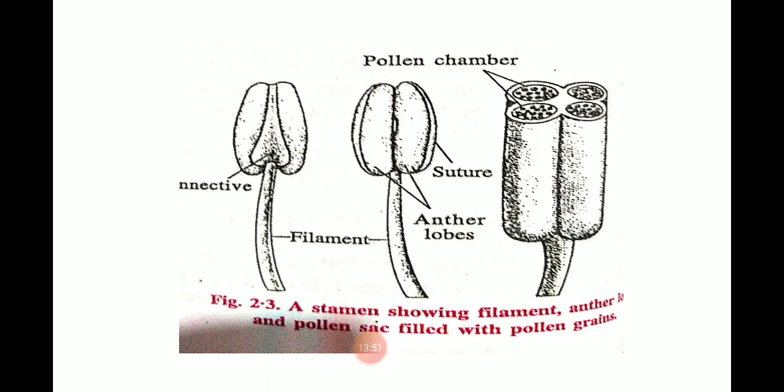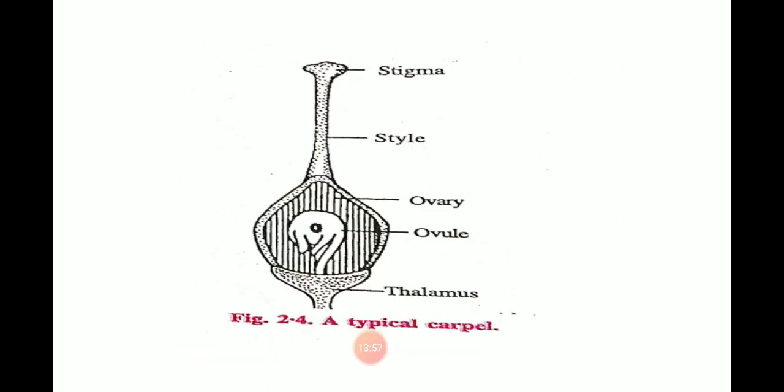Now let us move to the structure of the female reproductive part, that is gynoecium. The gynoecium is a pot-like structure generally present at the base or the head of the thalamus. If it is present at the base of the thalamus, it is known as hypogynous, or if it is present at the head of the thalamus, it is known as epigynous.